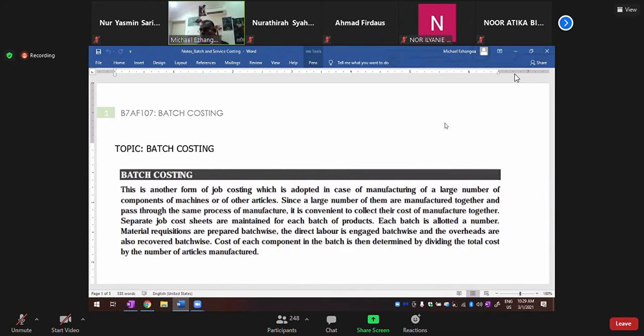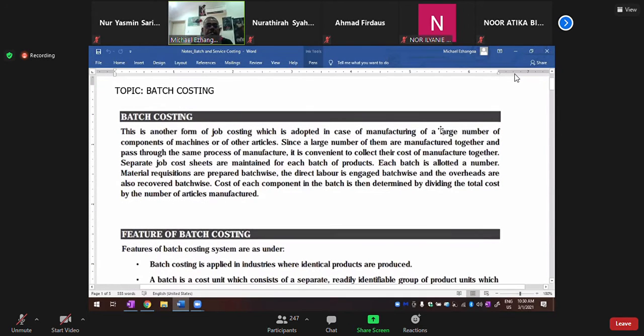Job is only for 1 unit, but batch is for many, right? The costing systems, everything the same. Only difference, job is 1, batch is many. But the costing system, the overhead allocation, the cost accumulation, the material, the labor, the overhead, all the same. Okay, so we come to batch costing now. It says it is another form of job costing, adopted in case of manufacturing of a large number of components of machines or other articles. Yes, it can be components, it can be clothing, it can be newspaper. Do you follow what I'm saying?